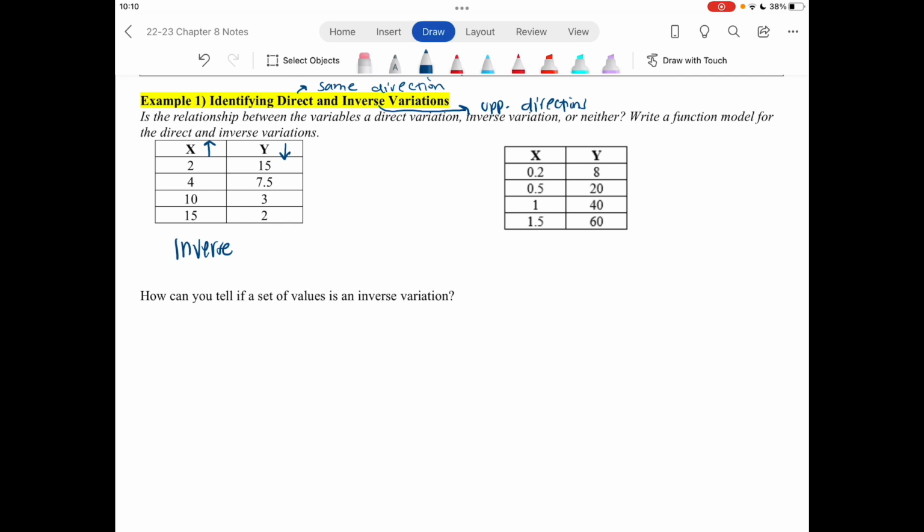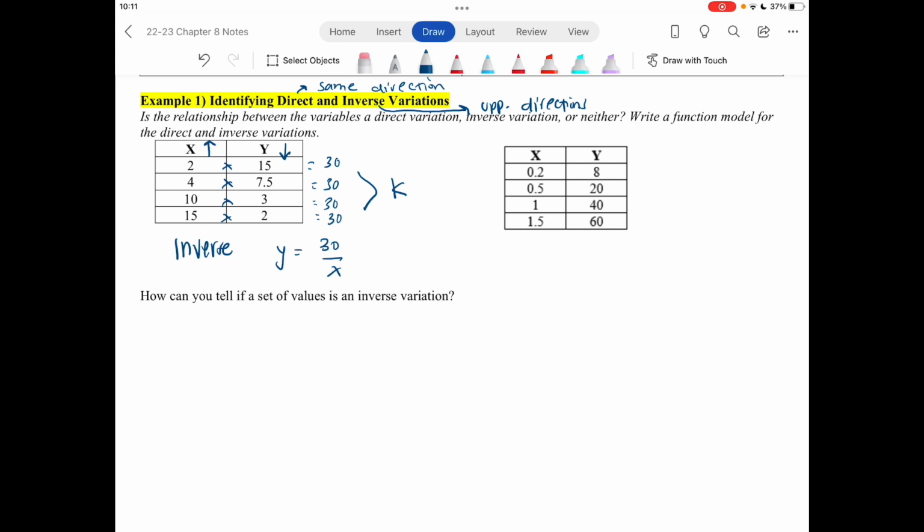However, we need to find what the constant is if we're going to write the function model or the function rule. If we go back up to our top summary we just did, we said that we find the k value for inverses by doing the x value times the y value. So if we multiply x and y together in each of these cases, we're going to get 30 in all four. This is telling us what our k value is. If we plug it now into the equation for an inverse variation, we're going to get y is equal to 30 over x.